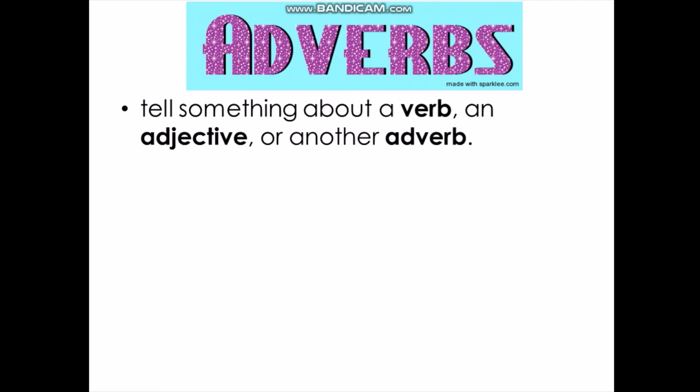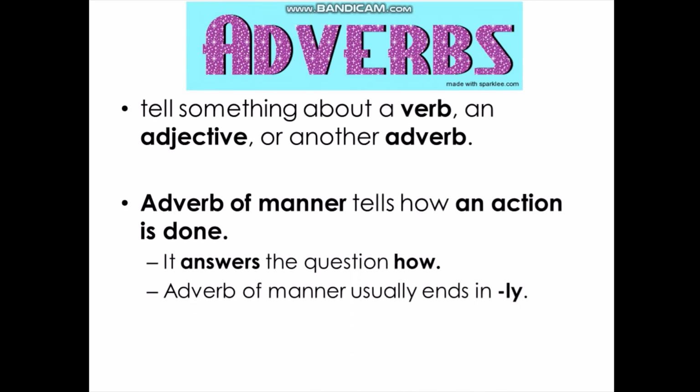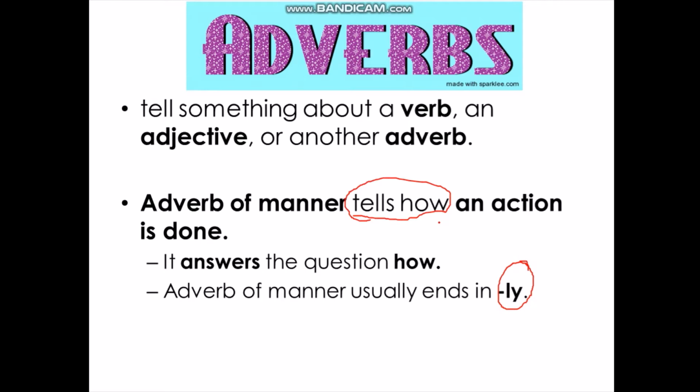Very good. So these are adverbs. So what are adverbs? It tells something about a verb, an adjective, or another adverb. But today we are going to focus on adverb of manner. So adverb of manner tells how an action is done. Again, adverb of manner tells how an action is done. And it also answers the question how. Okay? And then adverb of manner usually ends in ly. Remember this one. Adverb of manner usually ends in ly and it tells how an action is done.